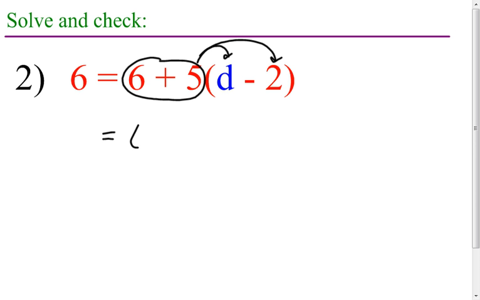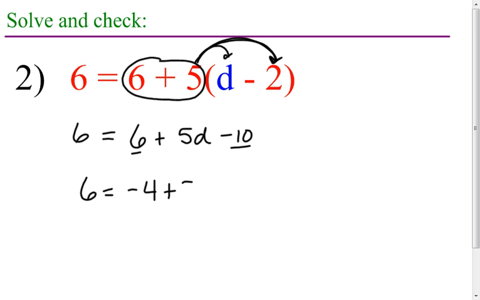Okay, so on the right I will have 6 plus 5d, and then 5 times negative 2 is negative 10. And then it's helpful if you can combine all your like terms on each side of the equation first. So I have 6 equals, I will combine this 6 and this negative 10 to make negative 4 plus my 5d. I have no d's to combine anything with, but I will add 4 here. And then I will have 10 equals 5d.